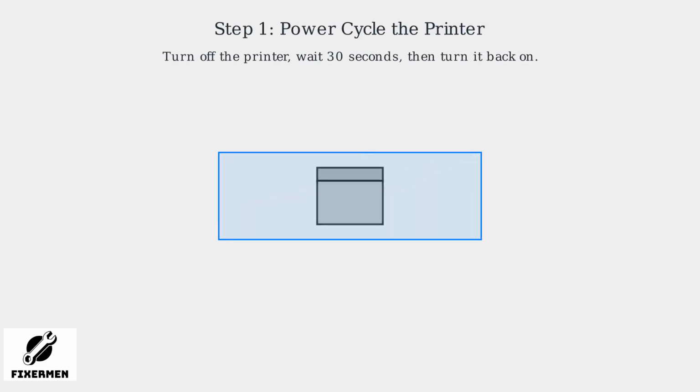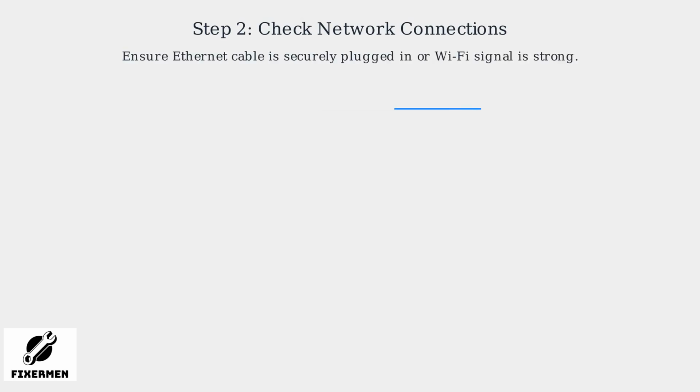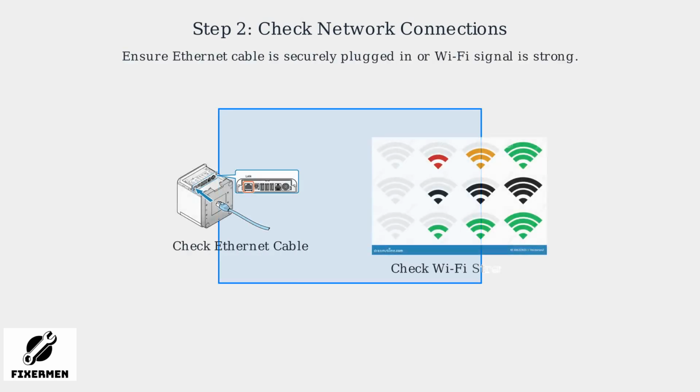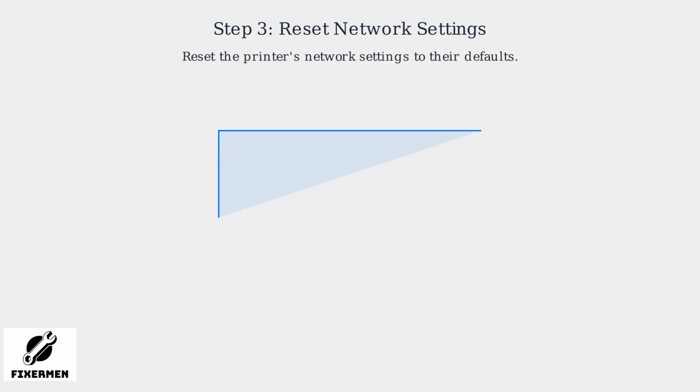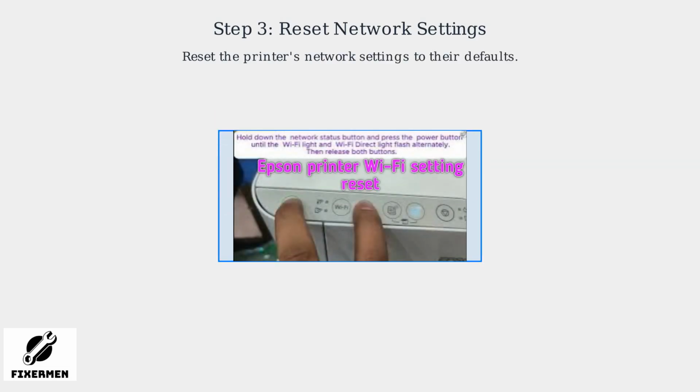Before attempting more complex fixes, try these basic troubleshooting steps. First, power cycle the printer by turning it off, waiting 30 seconds, and then turning it back on. Next, check your network connections to ensure the Ethernet cable is securely plugged in or that the Wi-Fi signal is strong. You can also try resetting the printer's network settings to their defaults. These simple actions often resolve temporary glitches.